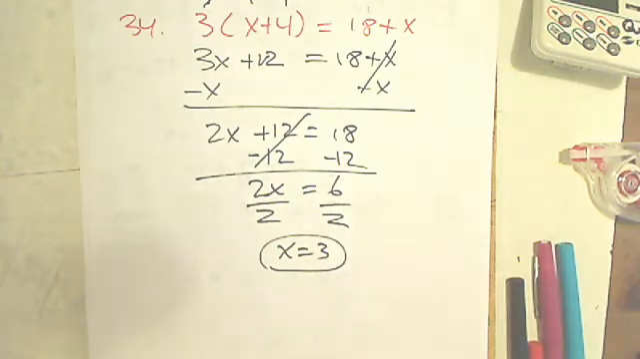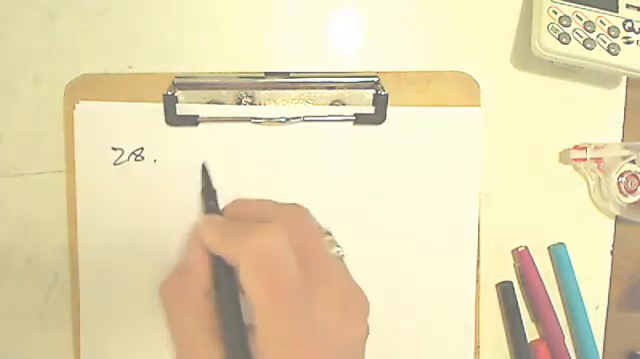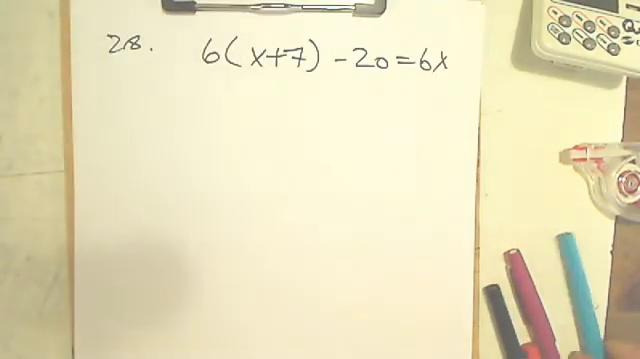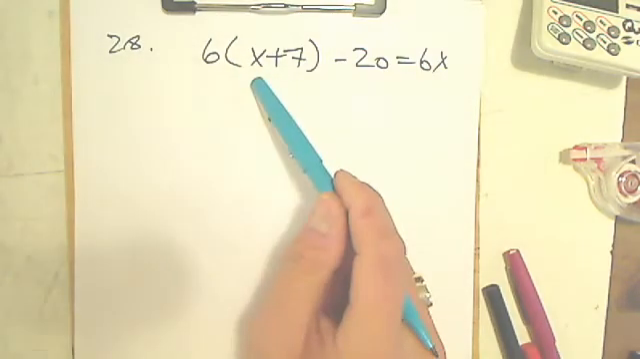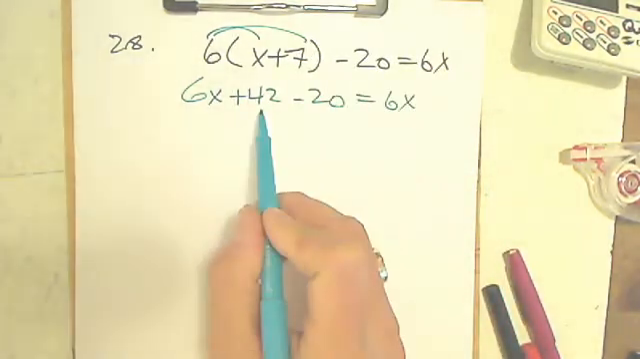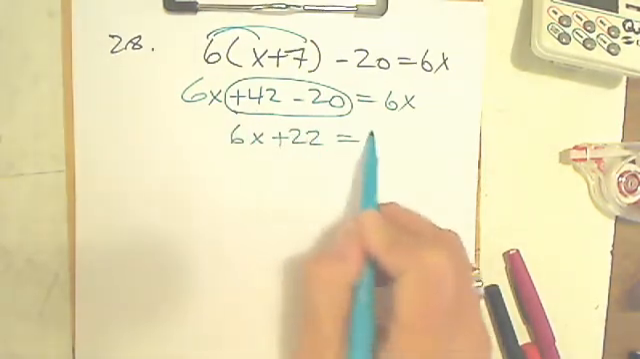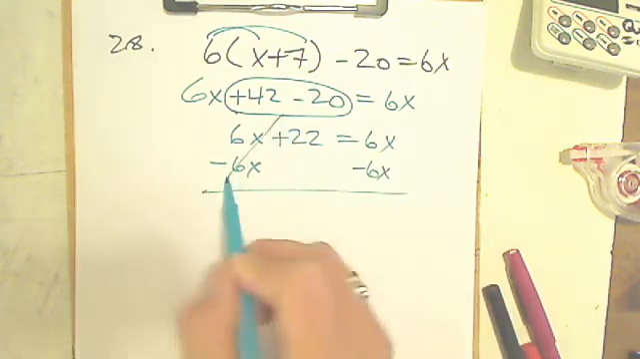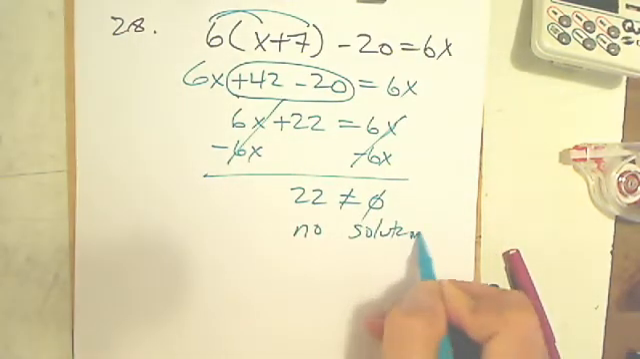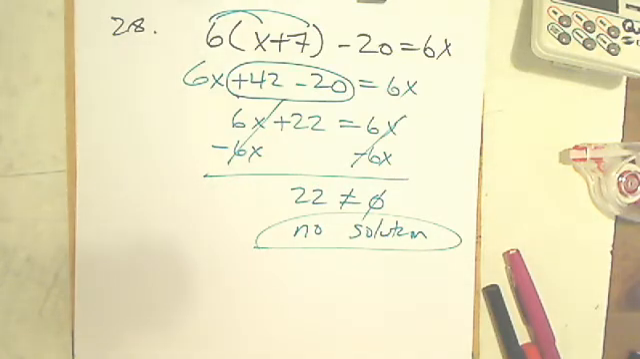Philip, what question did you have on the no solution? 28, 30, or 32? 28? All right, number 28. Sergio, number 28. All right, 6 parentheses x plus 7 minus 20 equals 6x. There are 2 things to do, distribution and combine like terms as well. 6x plus 42 minus 20 equals 6x. Combine like terms right here in the middle. 6x plus 22 equals 6x. But if you take away 6x on both sides of the equal sign, you get 22 equals 0. Is that a true statement? No. No solution. It is a no solution if it's a false statement.